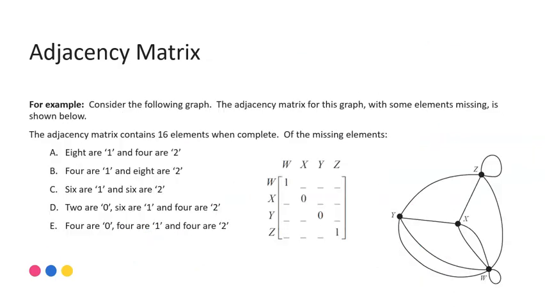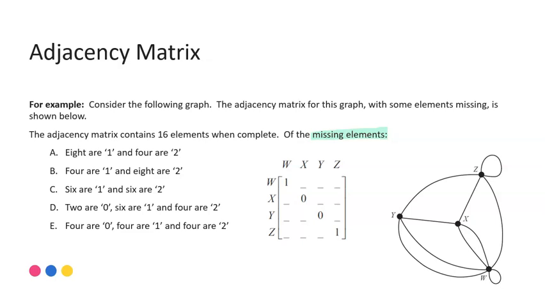The next question here is stepping up slightly. So going, instead of just straight matching, we're now looking at a graph and a partially filled in adjacency matrix. So here we have just the leading diagonal drawn in for us, and the rest of the elements are missing. And the question is stating that the adjacency matrix contains 16 elements when complete. Of the missing elements, 8 are 1s, 4 are 2s, and so on. So we have a number of options.